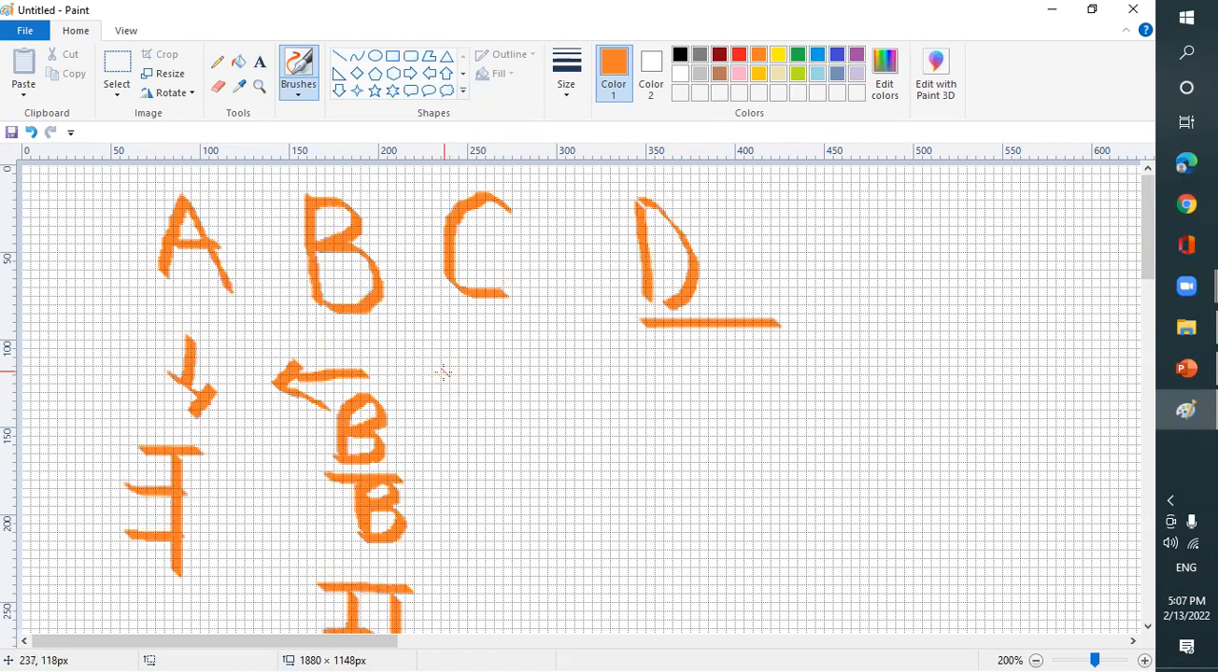Category C, we learned, should be written towards the right-hand side. The example was na, and below it the alphabet ma. Ma does not have a shirorekha, so no shirorekha, but it will be written towards the right-hand side. This is what we learned in our last session.